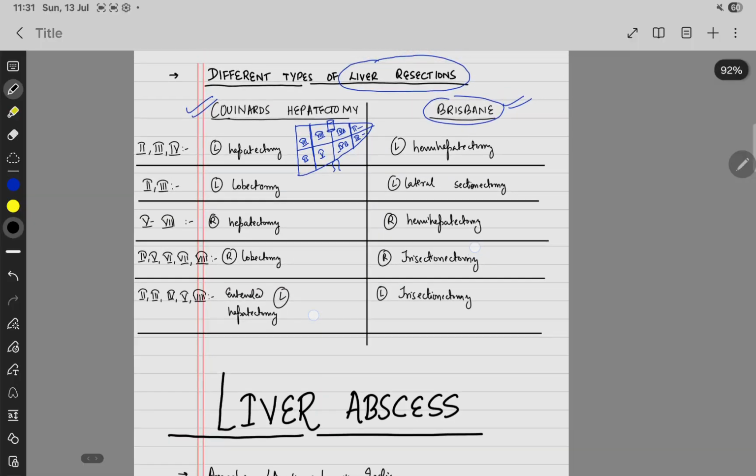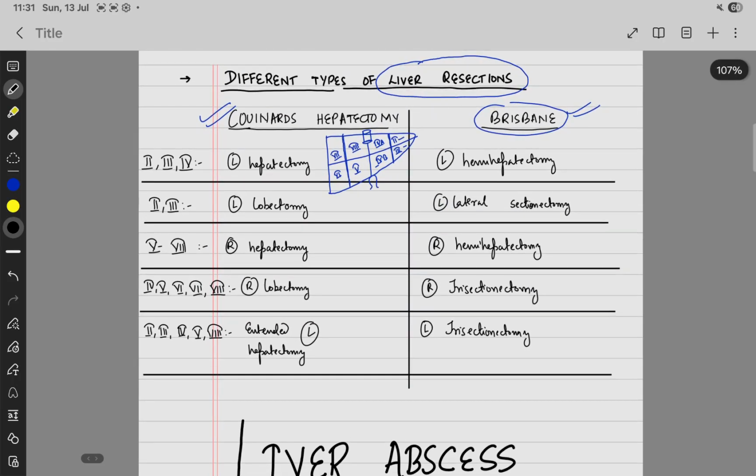So after knowing all this, we'll come to different types of liver resection, because if you don't know the anatomy, there is no use of learning the liver resection. It is not a mugging up thing, you should understand. So liver resections are further divided into Couinaud's hepatectomy as well as Brisbane. We generally follow the Brisbane technique, but we should also know about Couinaud's hepatectomy.